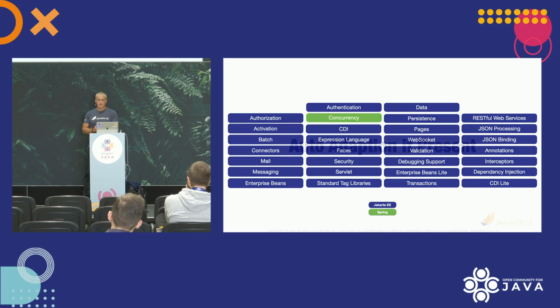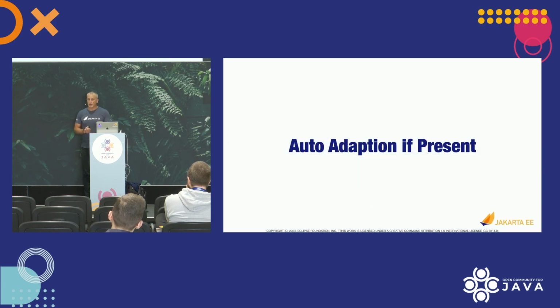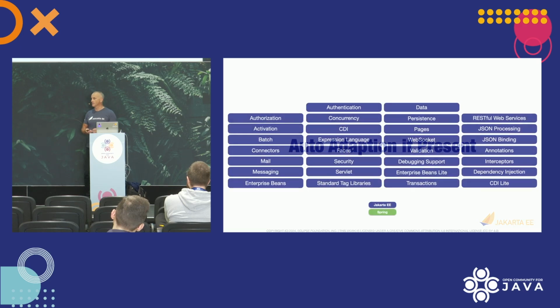Concurrency, kind of the same thing. They auto-adapt to Jakarta Concurrency if it's present. Otherwise, they have other mechanisms underneath. But concurrency is used if it's there. But it's kind of abstracted away from the Spring developers.